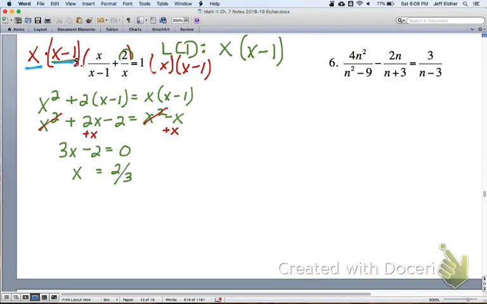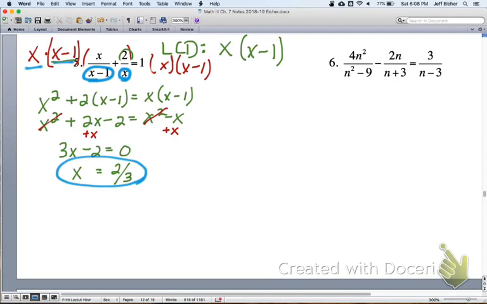Is this extraneous? Well, when I plug in 2/3 here, that is a defined answer. That's not 0. When we plug in 2/3 here, that would be a negative 1/3. That's not 0 either. So this answer is a perfectly good answer.